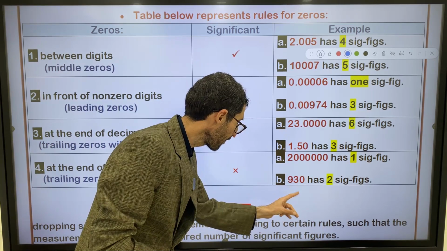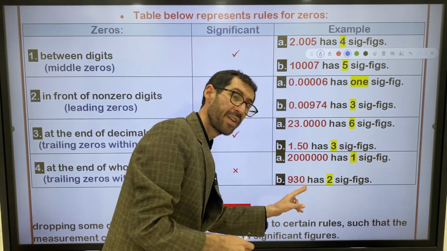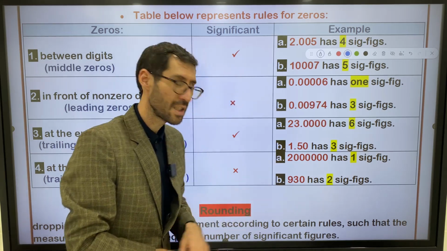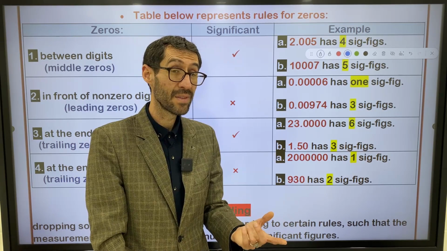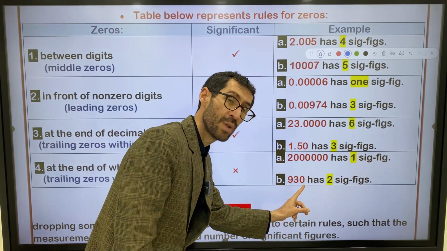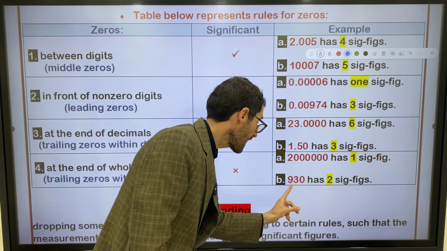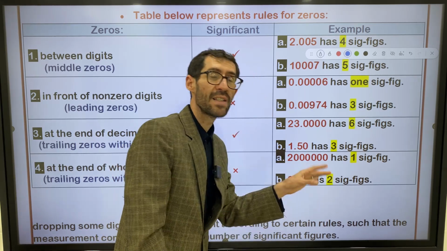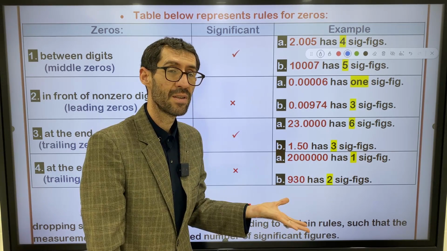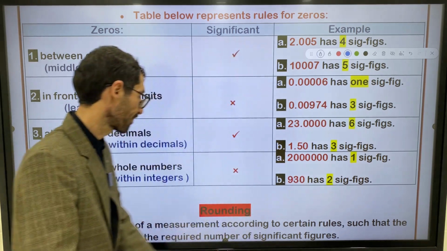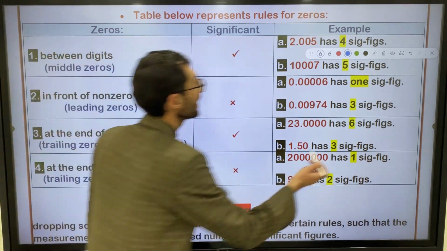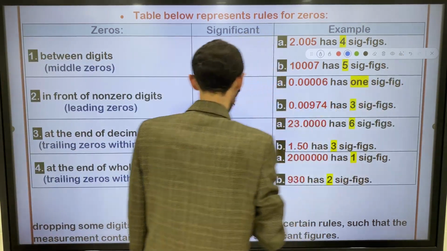What do you say about this one? Does it have 2 or 3? I say it's 3 significant figures. Am I right or wrong? Think about it. So we have a trailing zero, right? That's why this trailing zero does not count. Yeah, ignore it. That's why it has 2 sig-figs. Let's move on to another subject.